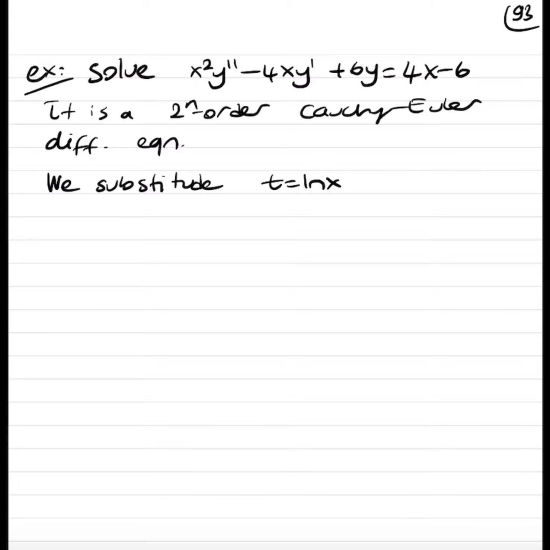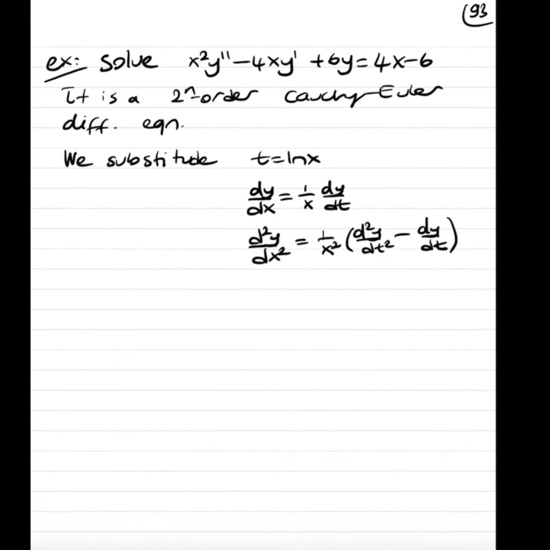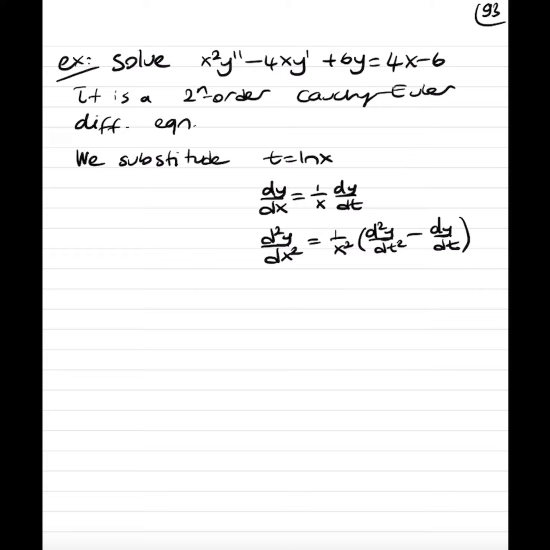t is equal to ln x. Then what about dy over dx? It is 1 over x dy over dt. What about the second derivative, d squared y over dx squared? It is 1 over x squared times d squared y over dt squared minus dy over dt. So we will substitute these in the given differential equation: x squared y double prime minus 4x y prime plus 6y is equal to 4x minus 6.